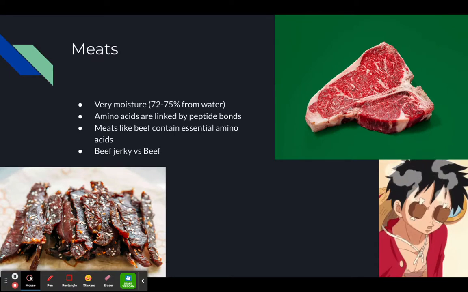Meats that we learned in class, like beef, tend to be very moist and contain amino acids, which are the building blocks of proteins. Specifically, we also learned that essential amino acids like tryptophan can be found in beef and are linked together by peptide bonds.